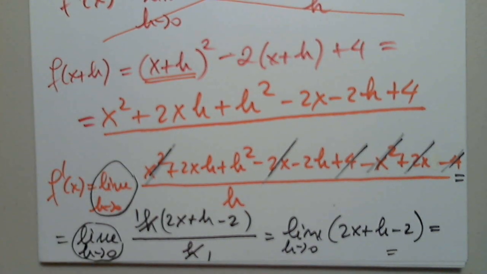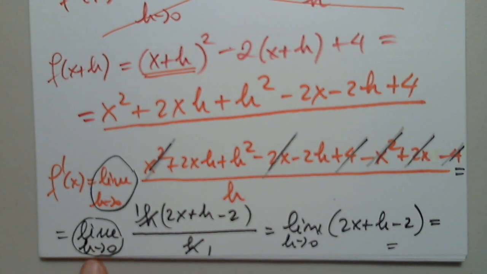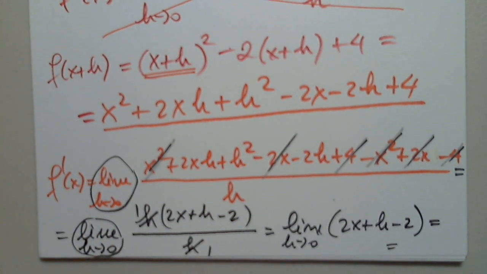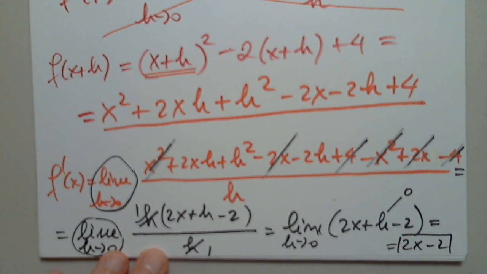Can anyone give us the final answer? Please. The limit of this when h approaches 0. x is what? When h approaches 0. h, not x. h approaches 0. 2x minus 2. This approaches 0, so 2x minus 2.